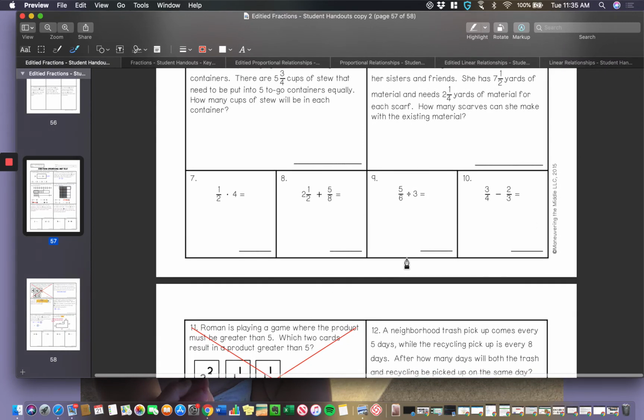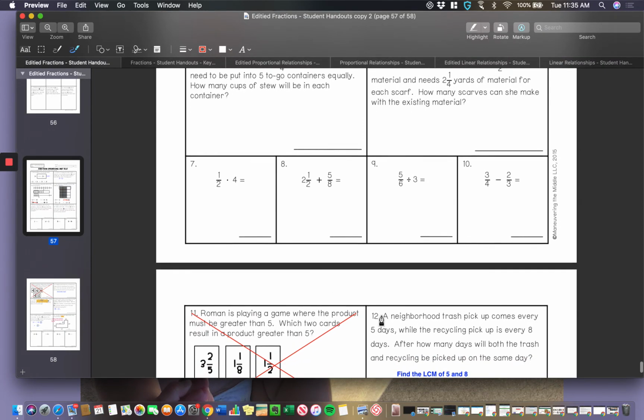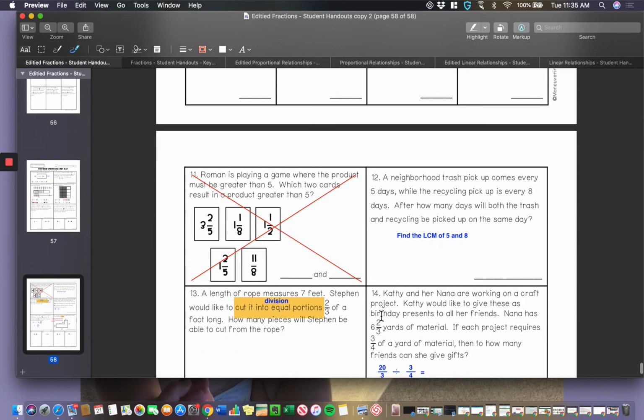7 through 10, very simple, just solving those math equations there. I crossed out number 11. In number 12, you have to find the least common multiple of 5 and 8 in this situation here, where it says a neighborhood trash pickup comes every 5 days, while the recycling pickup is every 8 days. After how many days will both the trash and the recycling be picked up on the same day? So the least common multiple is what you need to find out for the numbers 5 and 8.